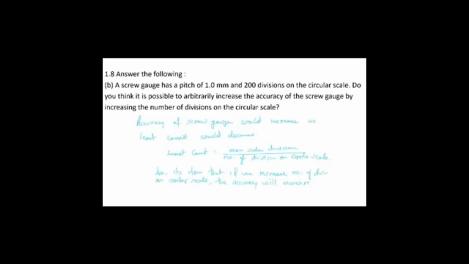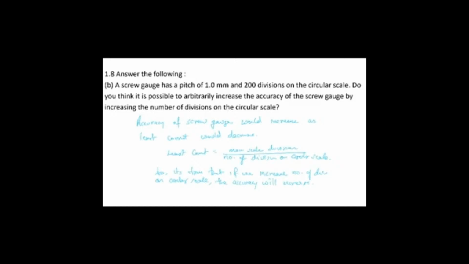The next question is: a screw gauge has a pitch of 1 millimeter and 200 divisions on the circular scale. Do you think it is possible to arbitrarily increase the accuracy of the screw gauge by increasing the number of divisions on the circular scale? The accuracy of the screw gauge would increase as the least count would decrease.